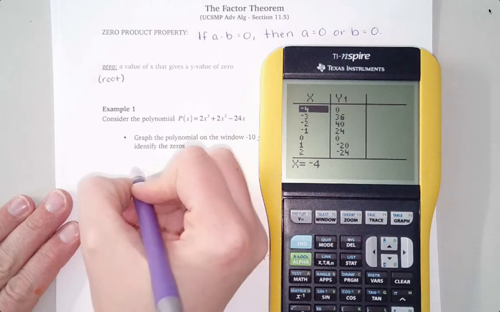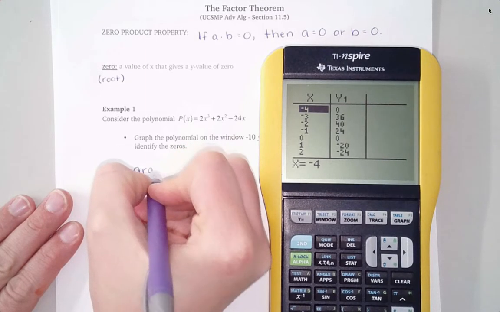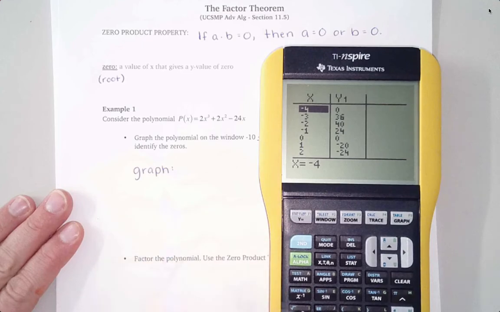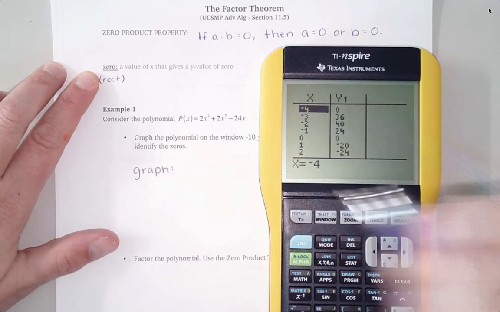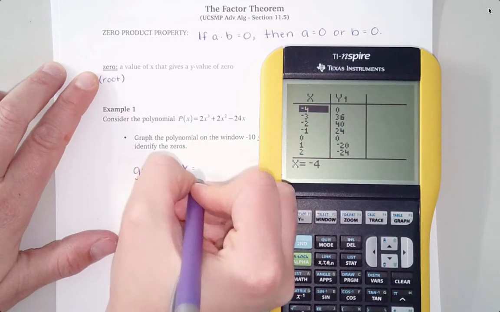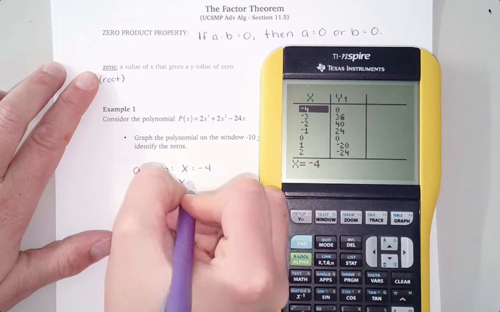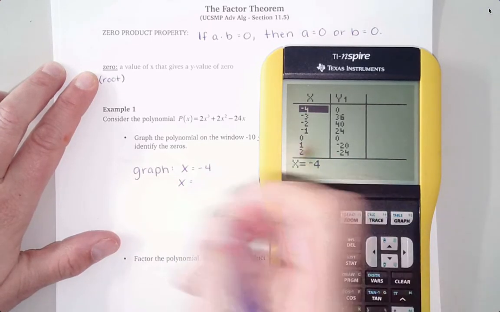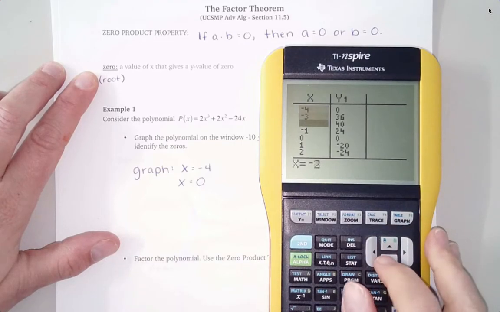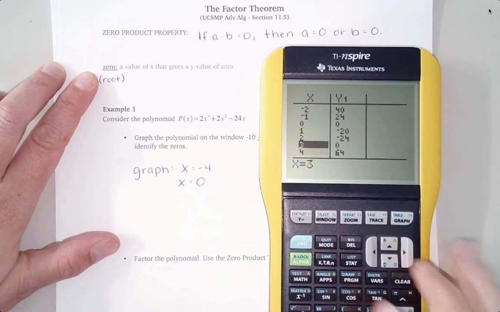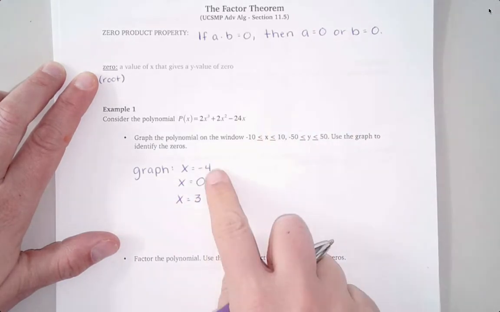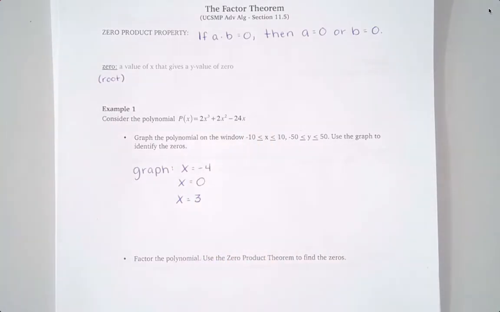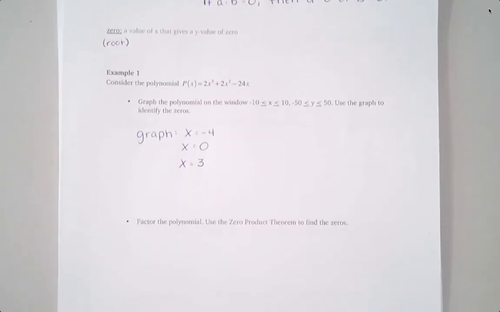So based on my graph, the zeros, which remember, are the x values where my y is equal to 0, are at x equals negative 4, x equals 0 down here, and then I saw another one here. Scroll, there it is, x equals 3. So if you were to take any of those 3 numbers and plug them into this function, you would get an answer of 0 back.